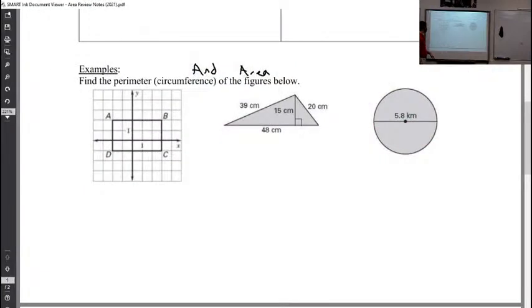Find the perimeter, and we're going to do the area. Or in the case of the circle, we're going to do circumference. So for the first one, I'm going to give you 10 seconds, and I want you to write down the name of the shape, because that will tell us what formulas to use.